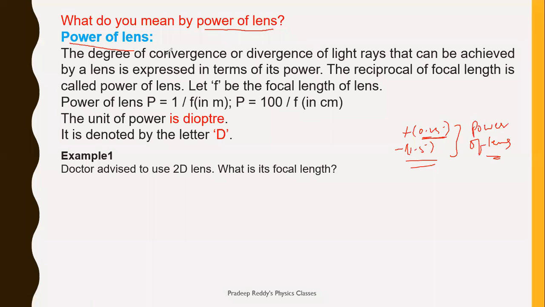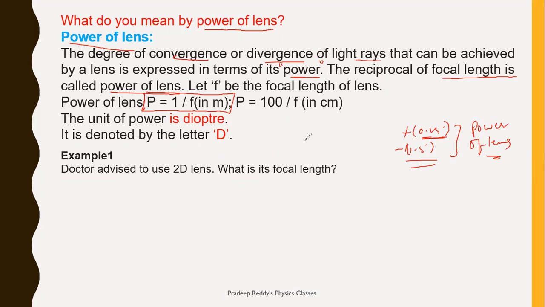The degree of convergence or divergence of the light rays that can be achieved by a lens is expressed in terms of power. How convergence and divergence should take place by the lens is called power. The reciprocal of focal length is called the power of the lens. So simply, power is 1 by f. Power is the reciprocal of the focal length.